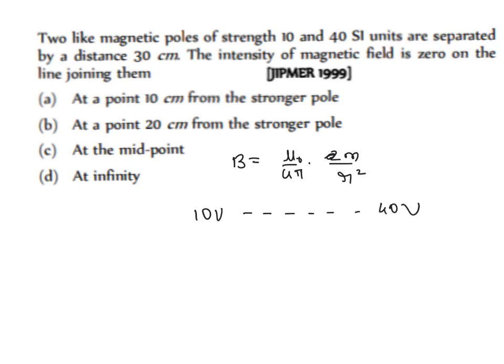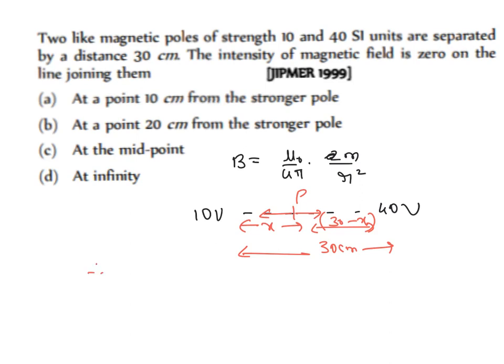For example, this is the point P at which the resultant magnetic field is going to be 0, which is at a distance of x here. And the length from here to here is 30 centimeter. So this distance must be 30 minus x centimeter, correct? So if both the magnetic fields are opposite, then the resultant magnetic field at point P is going to be 0.